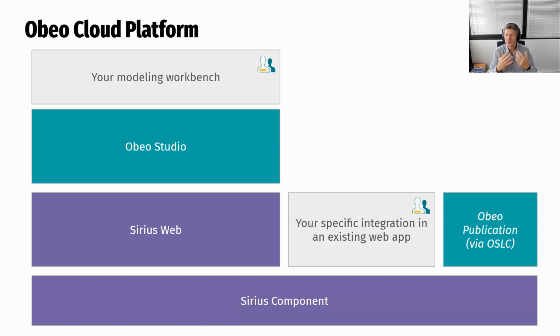You can also create your specific integrations if you already have a web app and you don't want to be forced to use an existing portal and UX. And on top of Sirius components, we have another product named Obeo Publication, which enables requirement traceability with ALMs and requirement management systems.